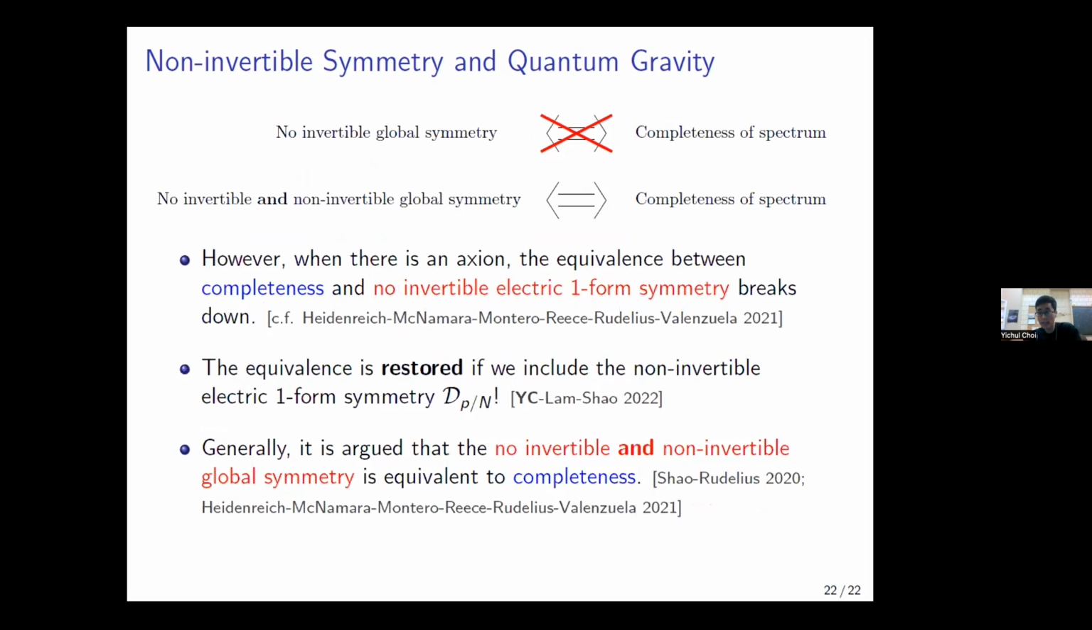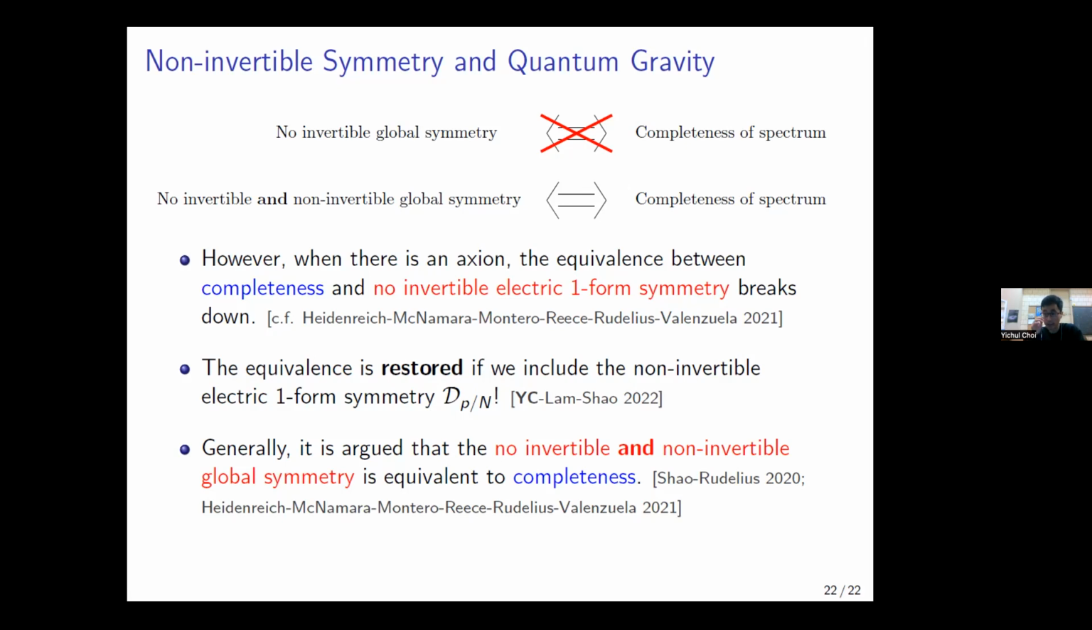However, when there is an axion, the equivalence between the completeness and no invertible electric one-form symmetry breaks down. Indeed, we saw that in our axion-Maxwell theory, there was no invertible electric one-form symmetry, even though the spectrum is just empty. There was not a single dynamical particle which carries some gauge charge. However, now we see that this equivalence is restored if we include the non-invertible electric one-form symmetry in the conjecture.